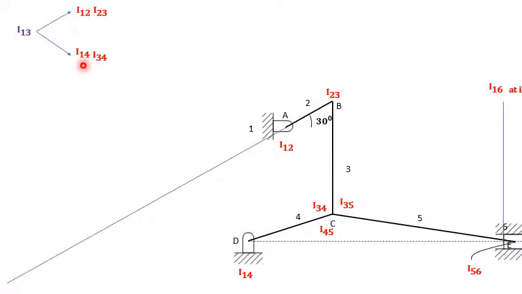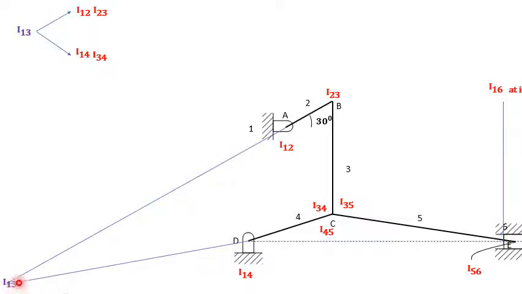So next one is I14 and I34. This is I14 and this is I34. Connect these 2 points and extend the line till it reaches the previous line. Wherever these two lines intersect, it is the instantaneous center I13.